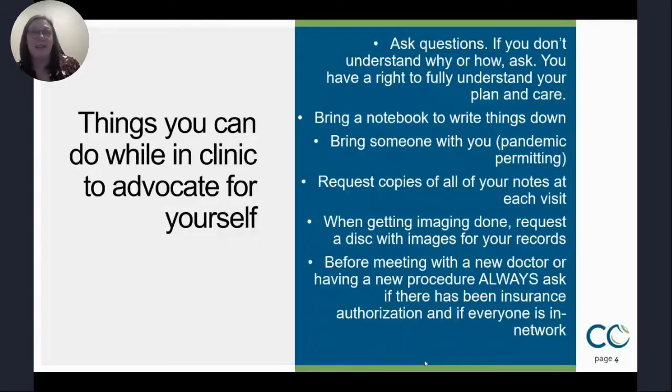So this is a list of just some things you can do to advocate for yourself while you're in the clinic. Number one, always ask questions. If you don't understand why or how something is happening or something is going to happen, ask. You have every right to fully understand your plan and your care. I recommend you bring a notebook with you to write things down, especially if you don't have somebody with you. There's always that shock when we're in a doctor's office, and even myself, I forget half of what they went over by the time I get out to my car.